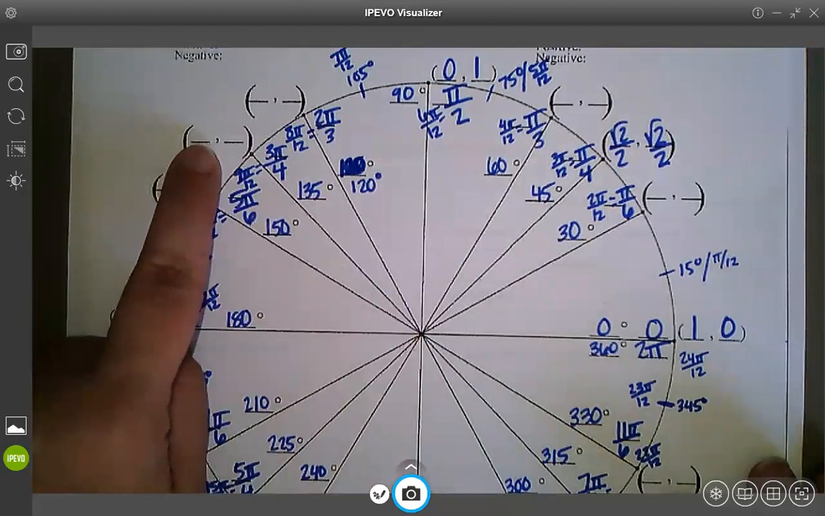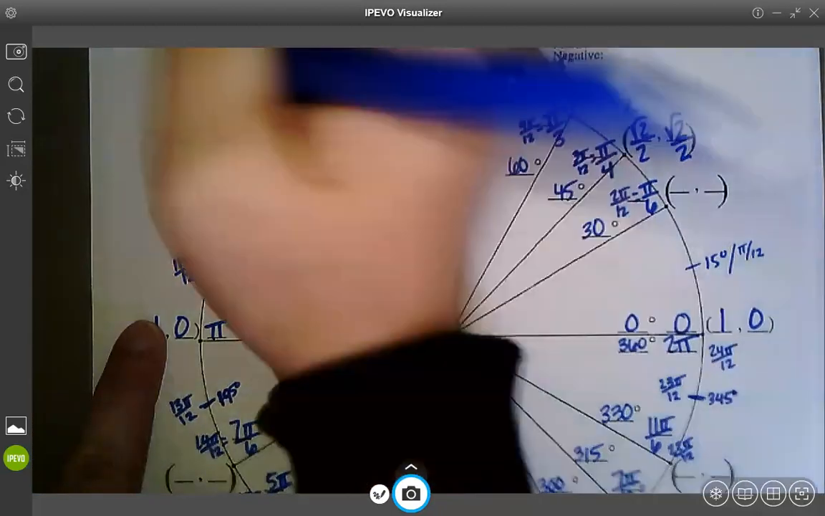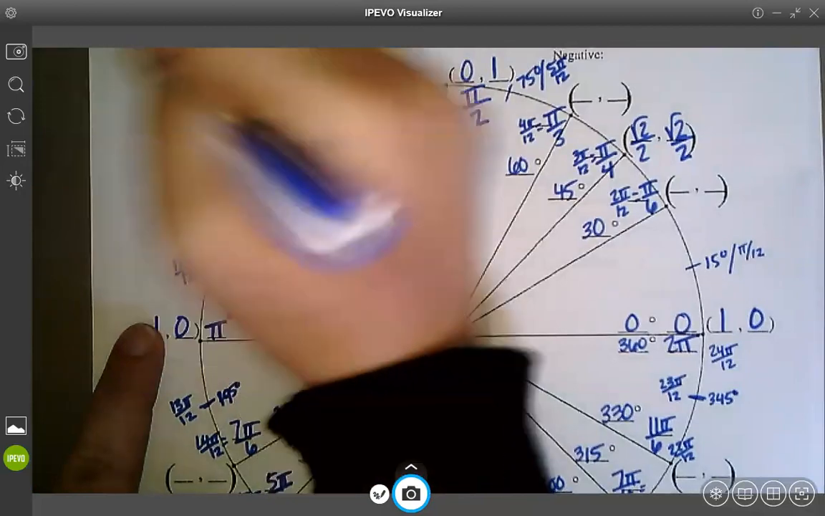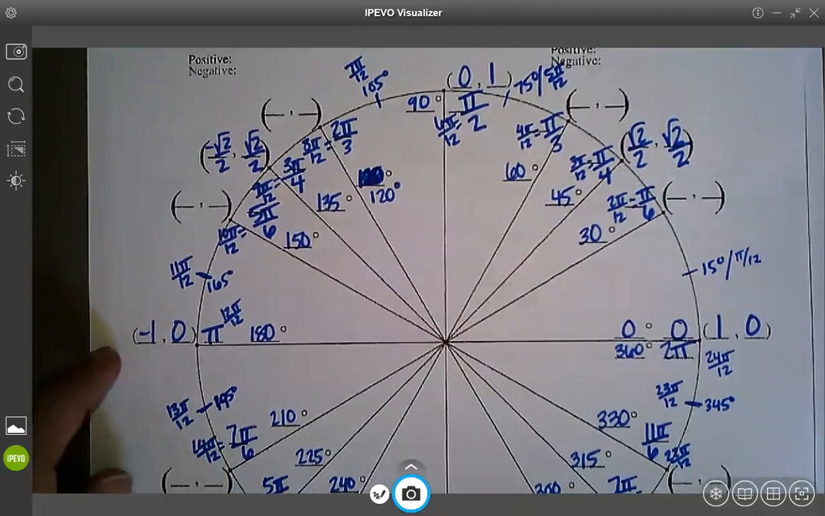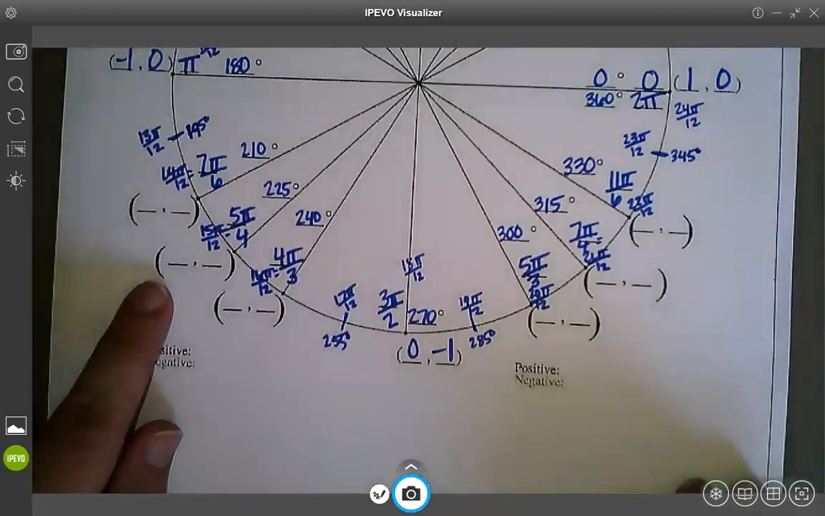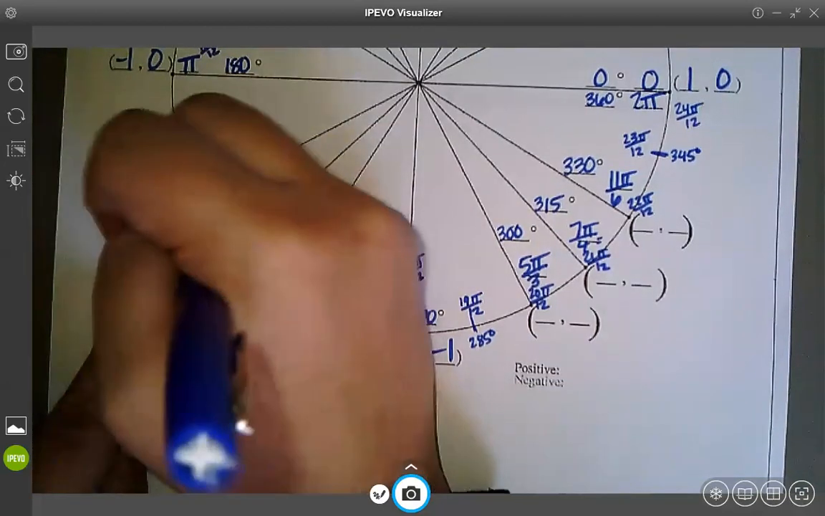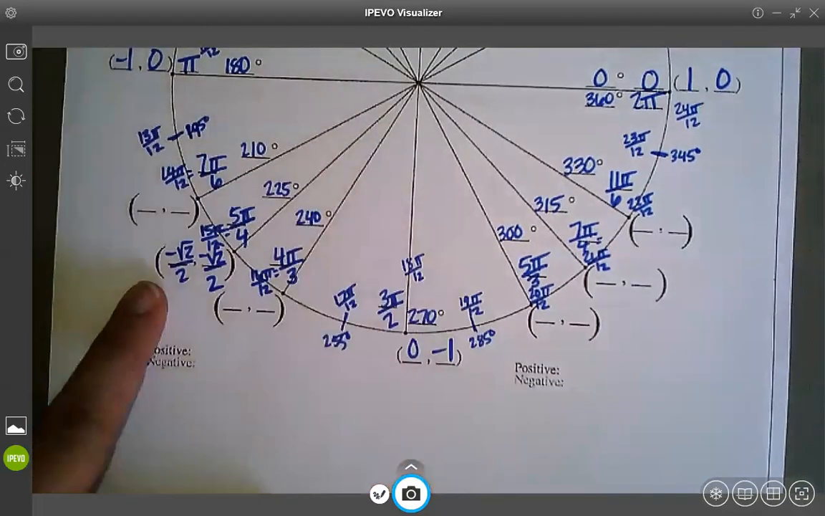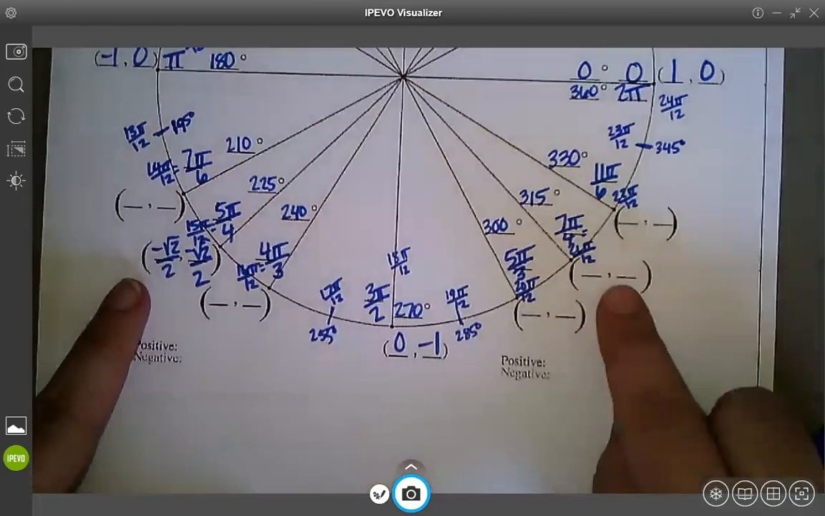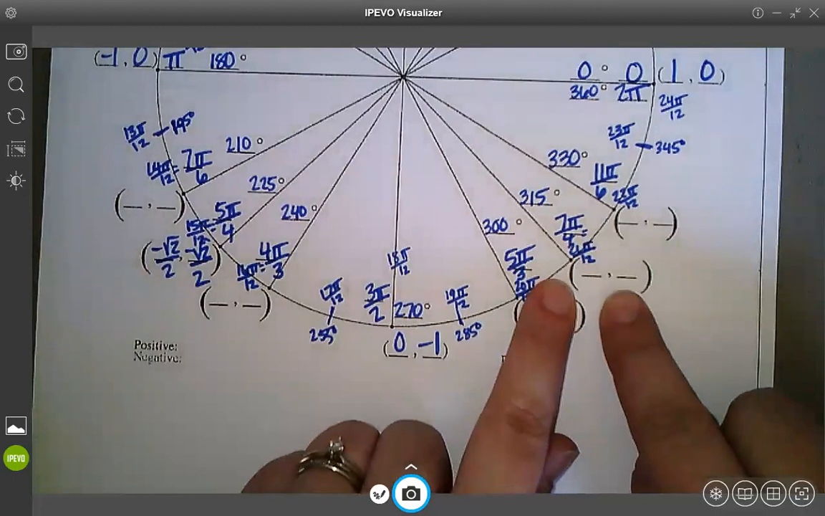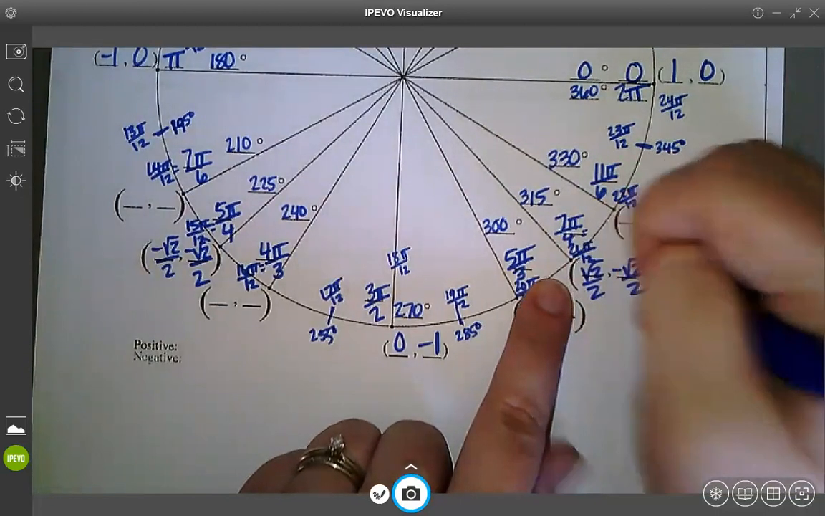My other middle angle, again, is √2 over 2, √2 over 2, but my x is negative here. So I have negative √2 over 2, √2 over 2. My next middle angle, they're both negative because both x and y are negative. And then my 7 pi over 4, just my y is negative, so I have √2 over 2, negative √2 over 2.